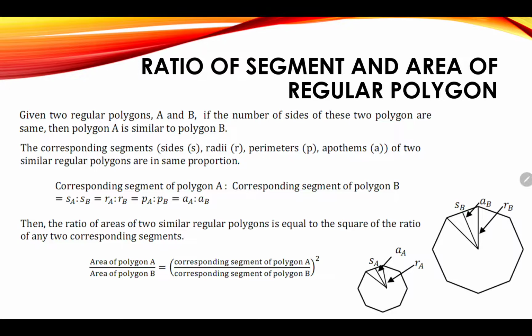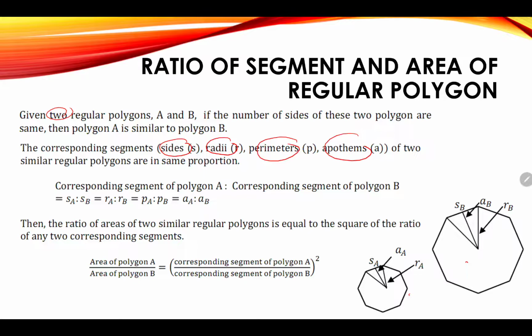Okay, you are given two regular polygon A and B. Okay, let's say A yang ni, B yang ni. If the number of sides of these two polygons are same, then polygon A is similar to polygon B. Okay, the corresponding segments, maksudnya side, radius, perimeter, apotem of these two similar regular polygon are in the same proportion.